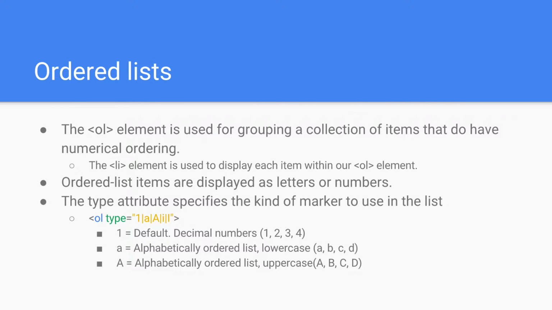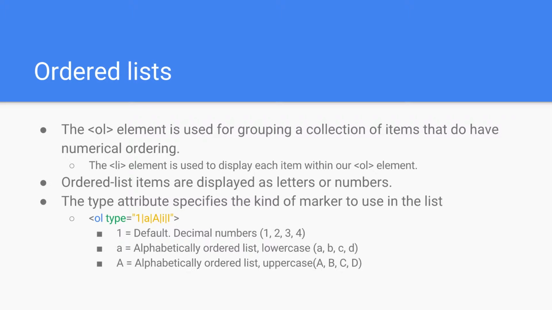The OL element is used for grouping a collection of items that do have numerical ordering. The LI element is used to display each item within our ordered list element. Ordered list items are displayed as letters or numbers. The type attribute specifies the kind of marker to use in the list.